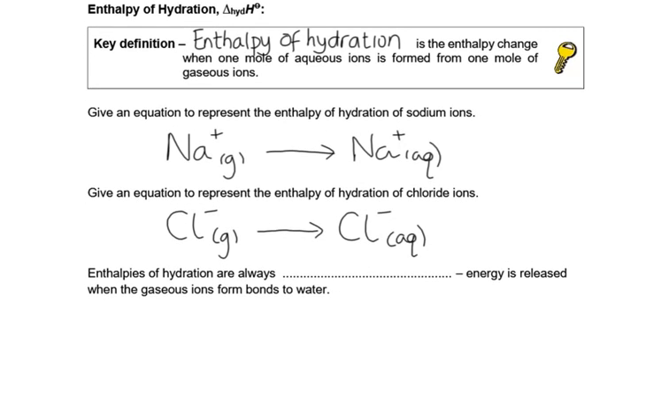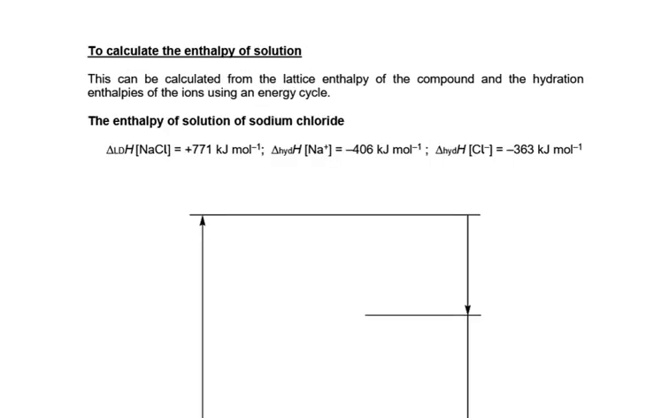Enthalpies of hydration are always exothermic. Energy is always released when they form these bonds to water. They're called ion-dipole attractions. So in the final section of this video, we're going to work out how we can calculate this enthalpy of solution and do a little cycle.